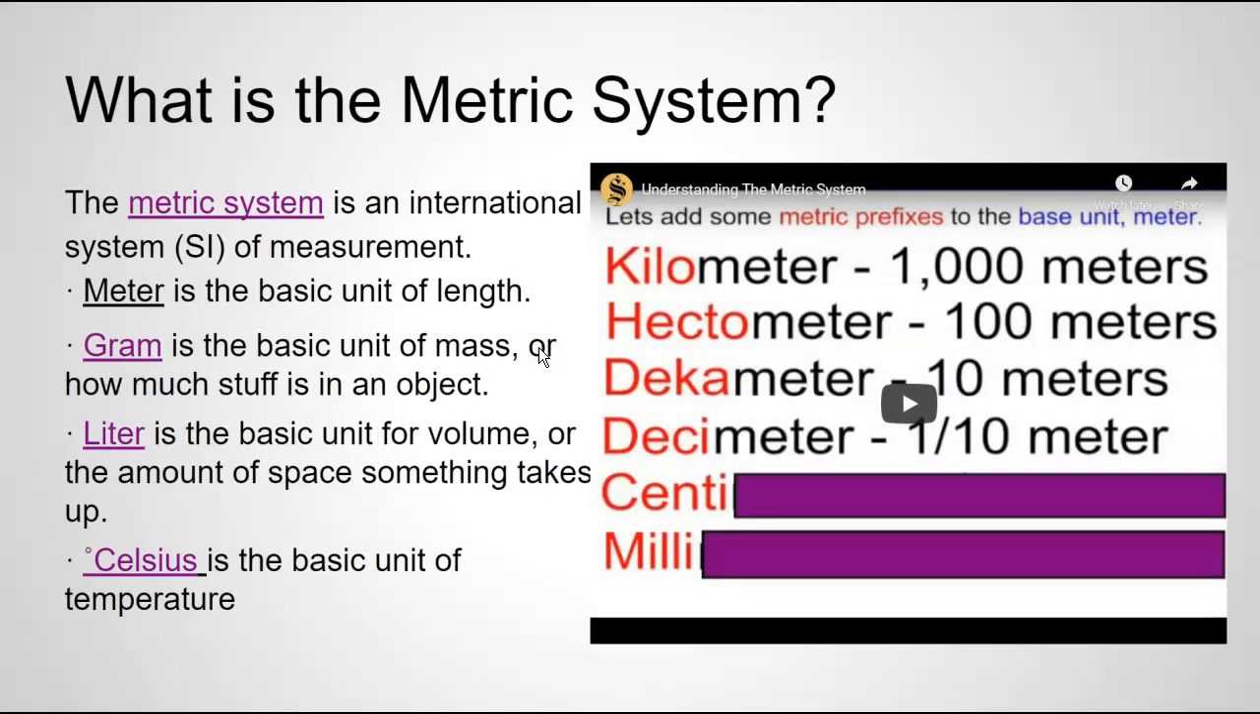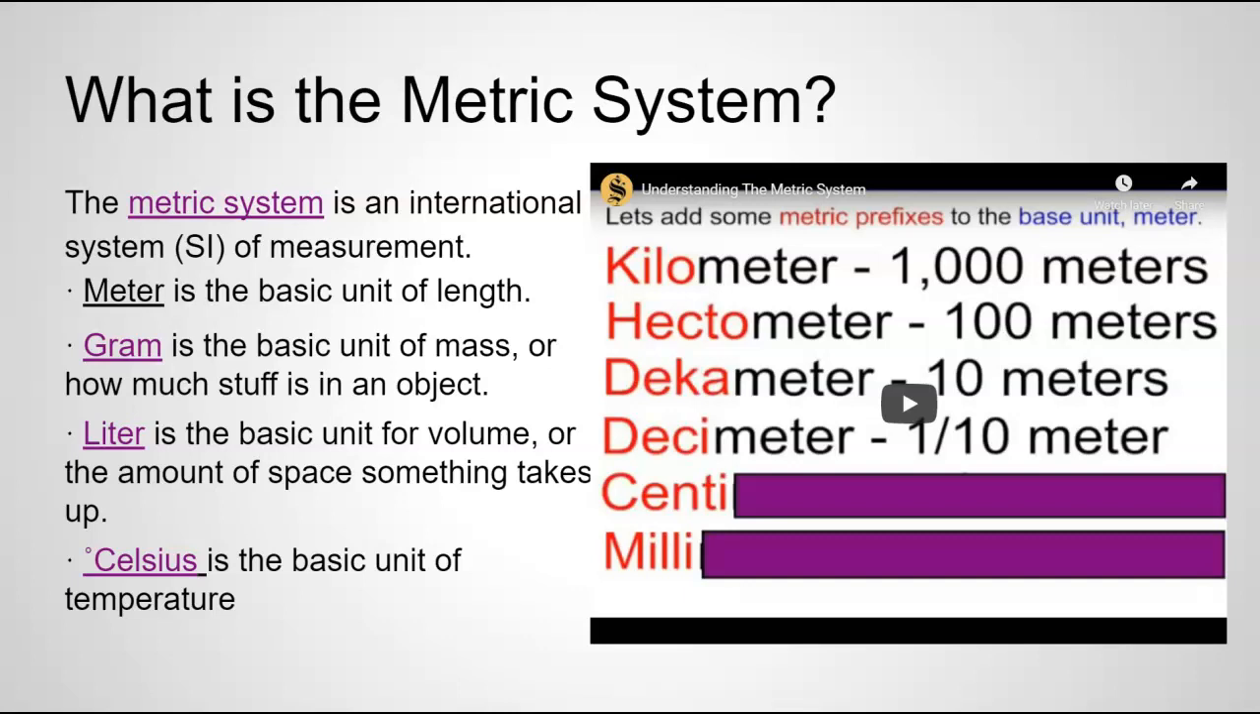Let's talk about the metric system. The metric system is an international system of measurement. The English system that we use today has plenty of problems. In fact, even in England, they don't use the metric system.